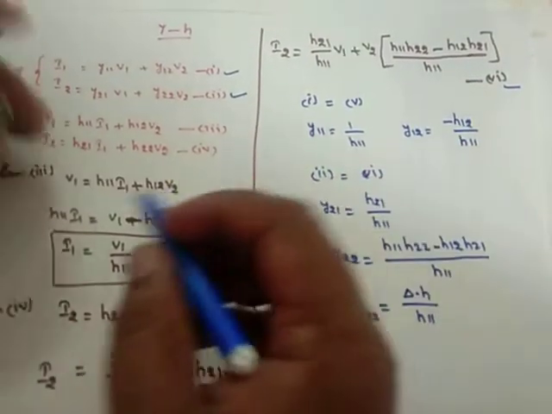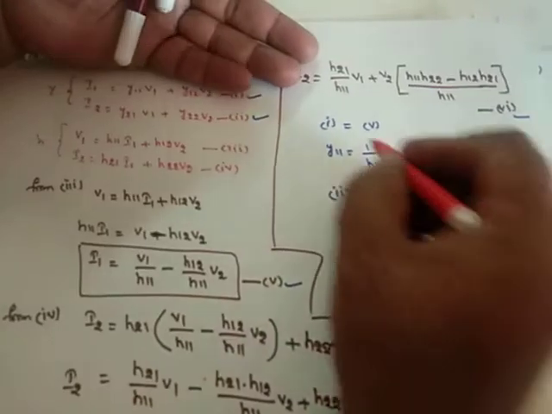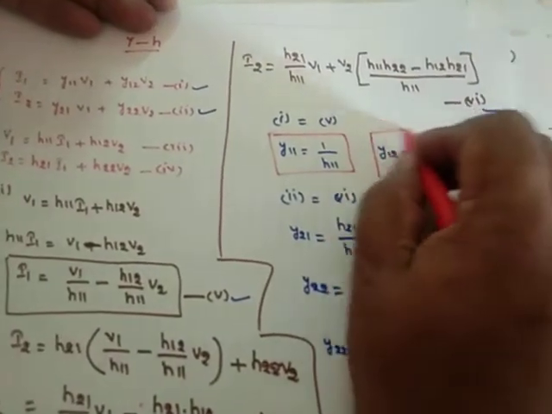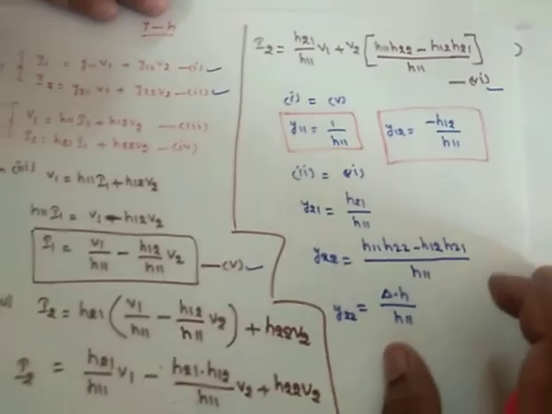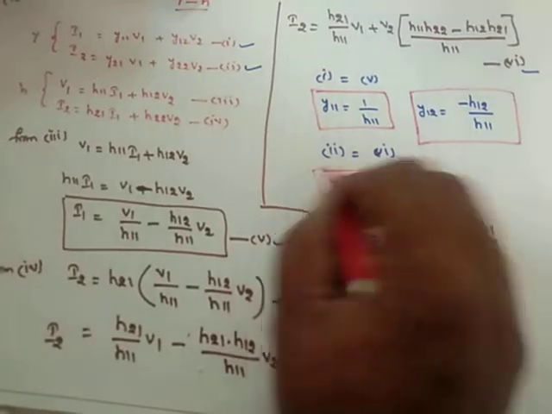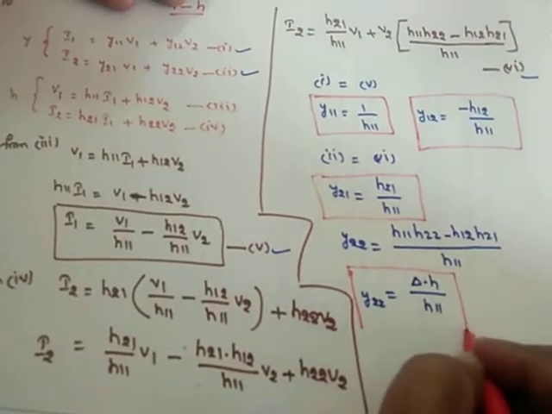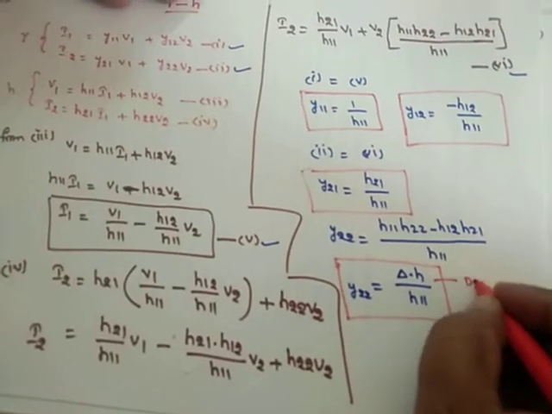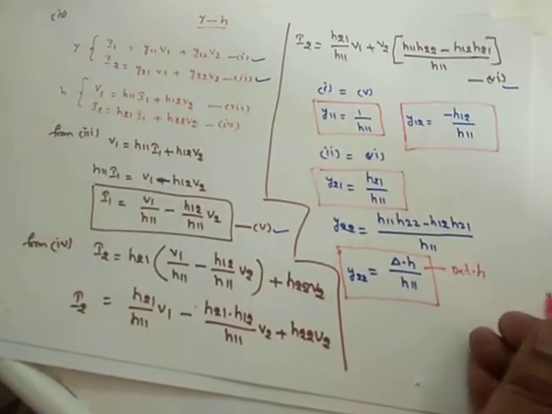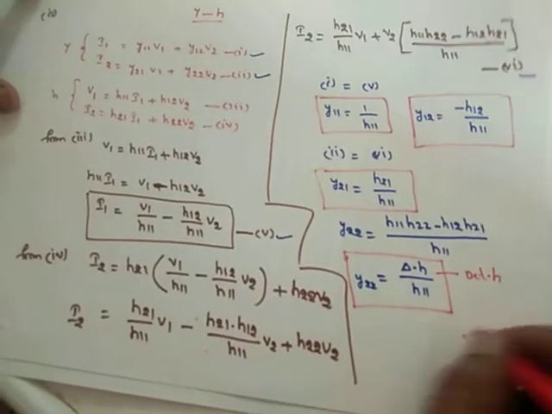So Y11 is equal to 1 by H11, Y12 is equal to minus H12 by H11, Y21 is equal to H21 by H11, and Y22 is equal to determinant of H matrix by H11. Now the last one is to convert Y into ABCD parameters.